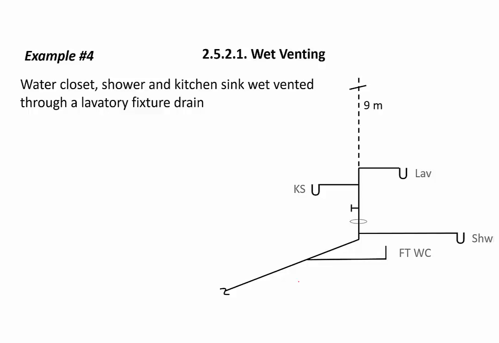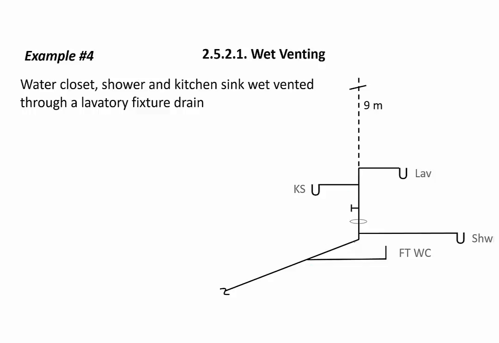Okay, next example, we have a water closet, shower, and kitchen sink, all being wet vented through a lavatory. So we might have these washroom fixtures on one side of the wall, kitchen sink on the other side of a wall. We're going to pick it up on this wet vent as well.